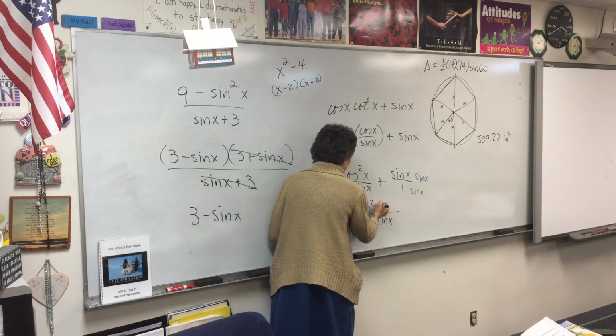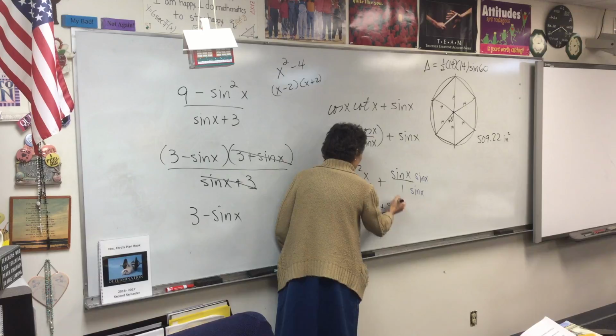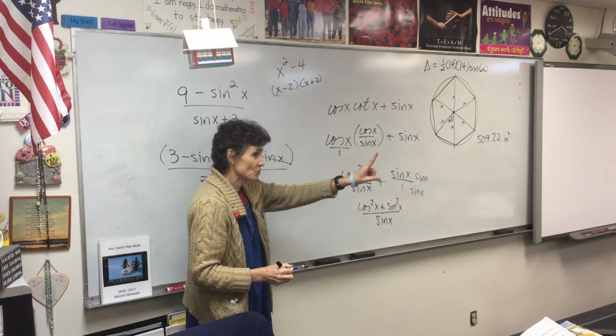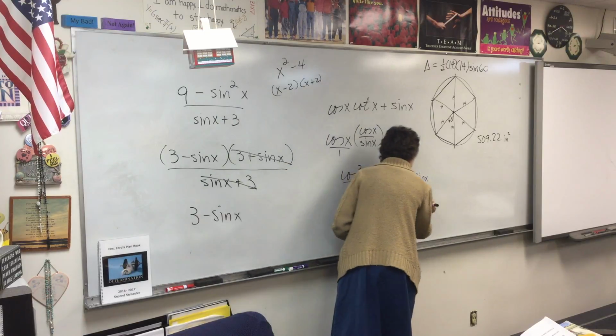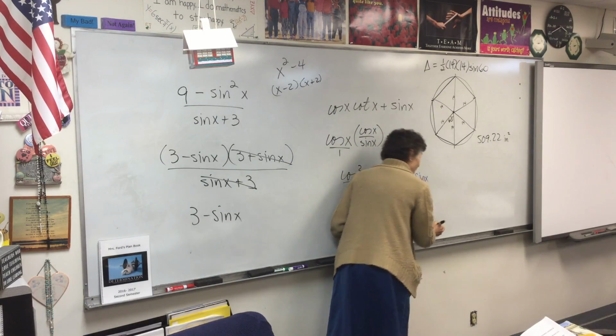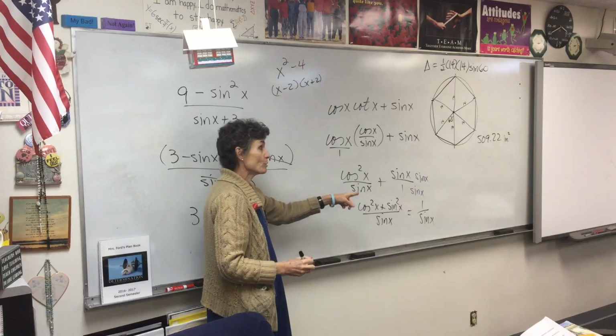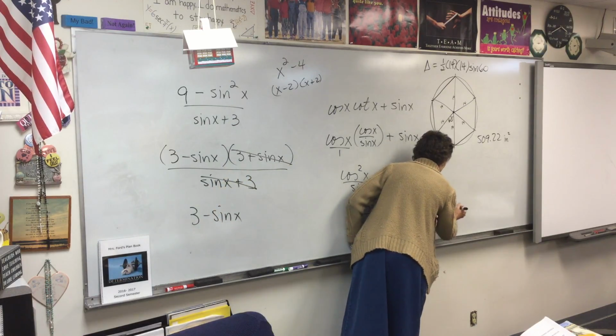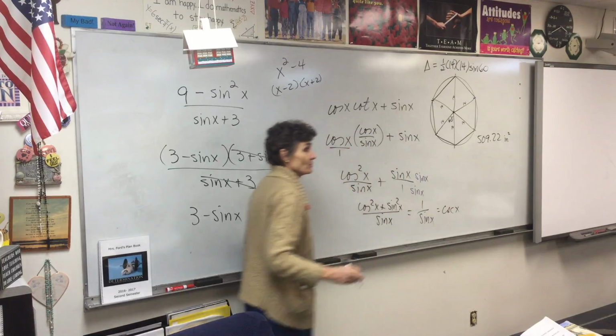Cosine squared. Oh my gosh. What's cosine squared plus sine squared? 1. So this is really just 1 over sine, which you can leave like that, but if you'd rather write it as cosecant, that's fine too.